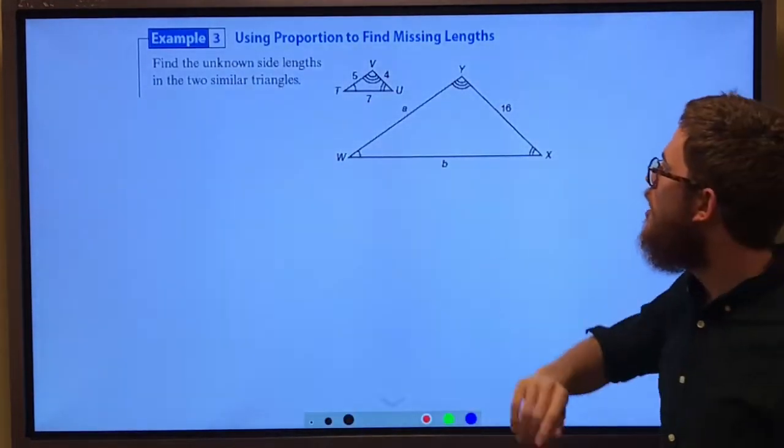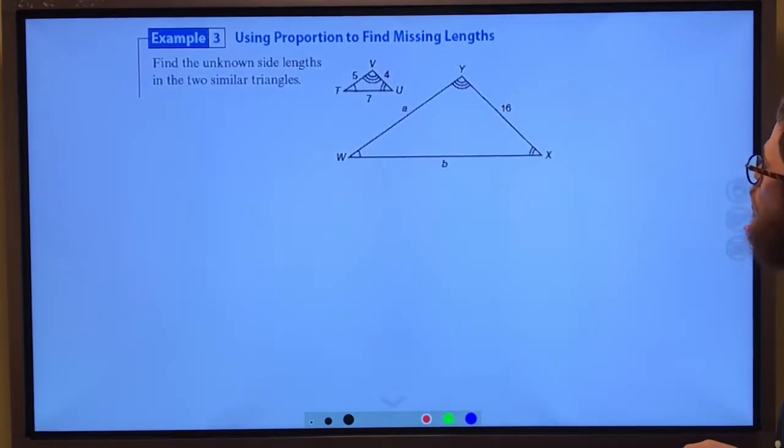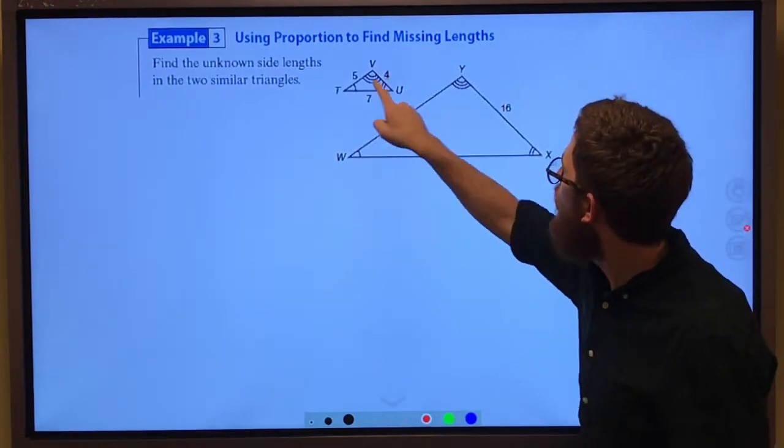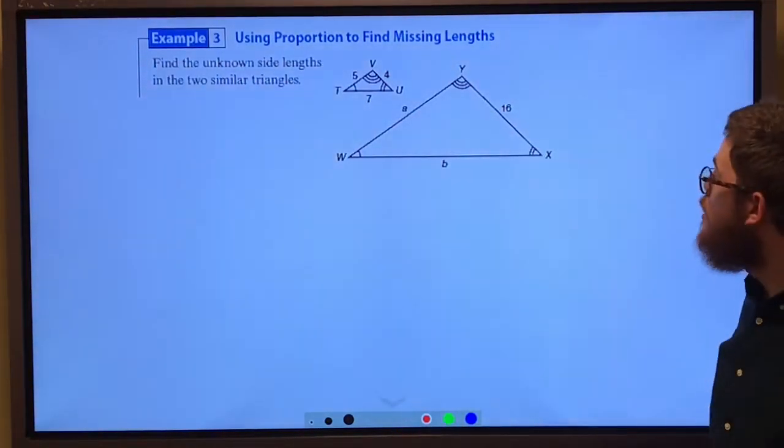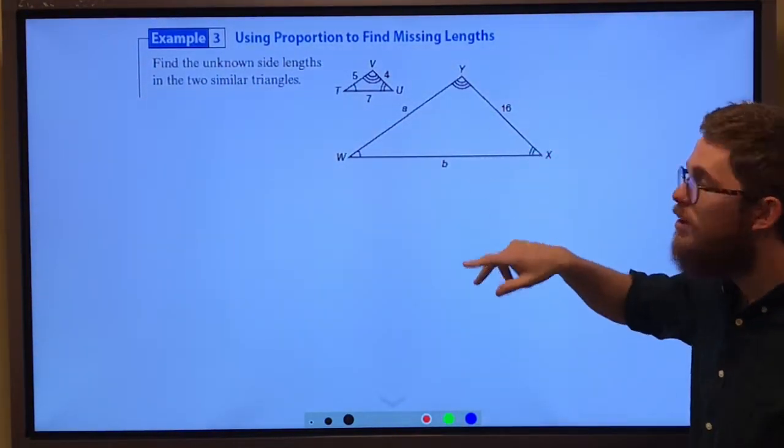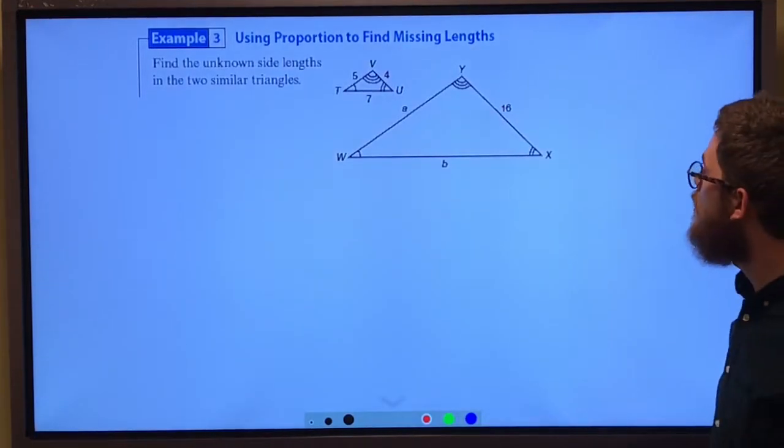Here it says find the unknown side lengths in the two similar triangles. We know they're similar because they have the same angle measures. All their angles are congruent. So that means we can solve for these missing pieces by setting up some proportions.